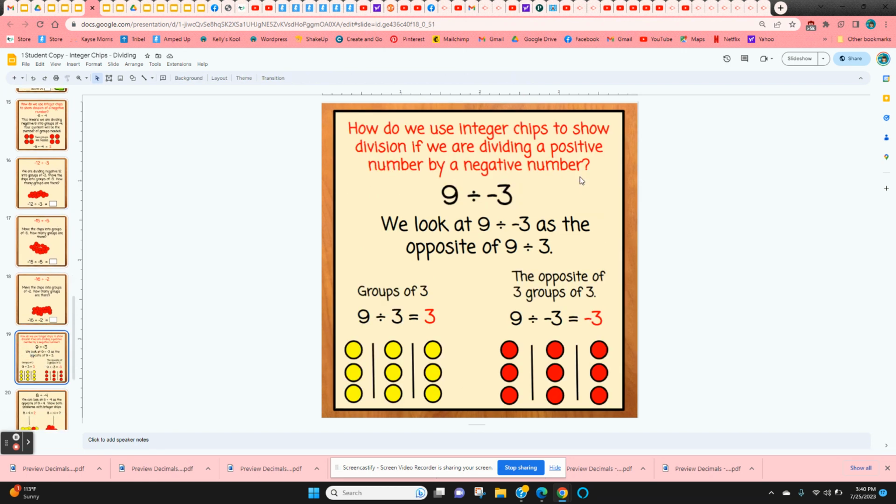Now, how do we use integer chips to show division if we're dividing a positive number by a negative number? Now, that's a little bit more tricky. So one way we can look at this is that 9 divided by negative 3 is the opposite of 9 divided by 3. They're going to be opposite each other. So we can easily use the chips to show 9 divided by 3. 3 groups of 3 each. So if we take 9 divided by negative 3, then our answer is going to be the opposite. The opposite of 3 is negative 3. So 9 divided by negative 3 is negative 3.